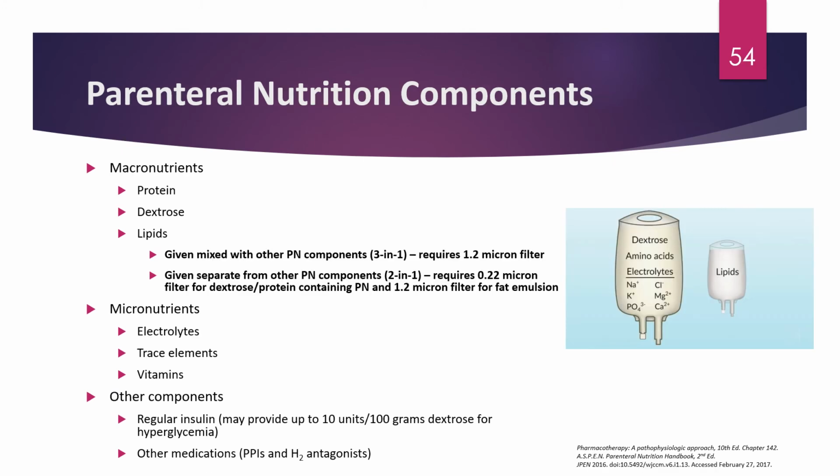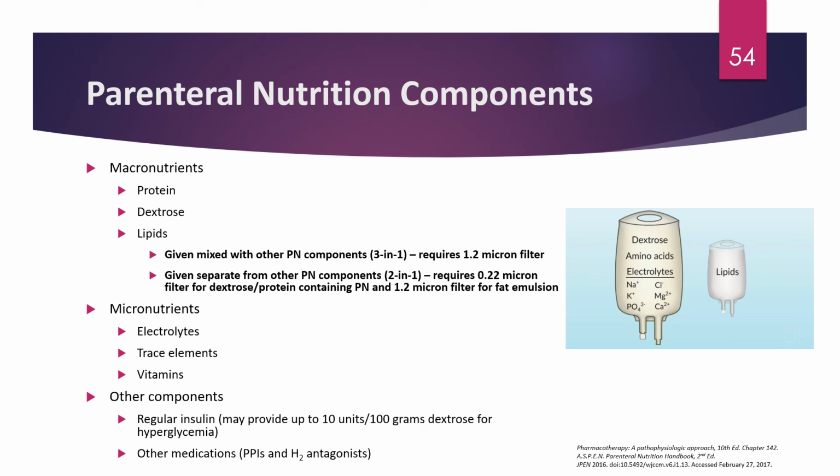What are the parenteral nutrition components? We talked about a few of these already. So we talked about protein, dextrose, and lipids. The one point that I want to make with parenteral nutrition with lipids is that it can be mixed with other PN components, and we call that a 3-in-1 formulation, where the dextrose, amino acids, and lipids are mixed together in one bag. Those actually require a special 1.2 micron filter to filter out possible bacteria, other particulate matter, and other things that may result from mixing. Anytime that you have fat emulsion, it is typically going to require at minimum a 1.2 micron filter, so keep that in mind.